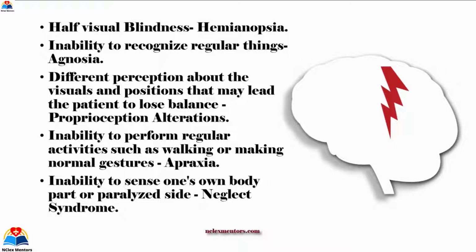Inability to recognize regular things, or agnosia. In this, there is loss of memory regarding particular objects or people. Different perceptions about the visuals and positions that may lead the patient to lose balance are called proprioception alterations. Inability to perform regular activities, such as walking or making normal gestures, is known as apraxia. Inability to sense one's own body part or paralyzed side is called Nclex syndrome.